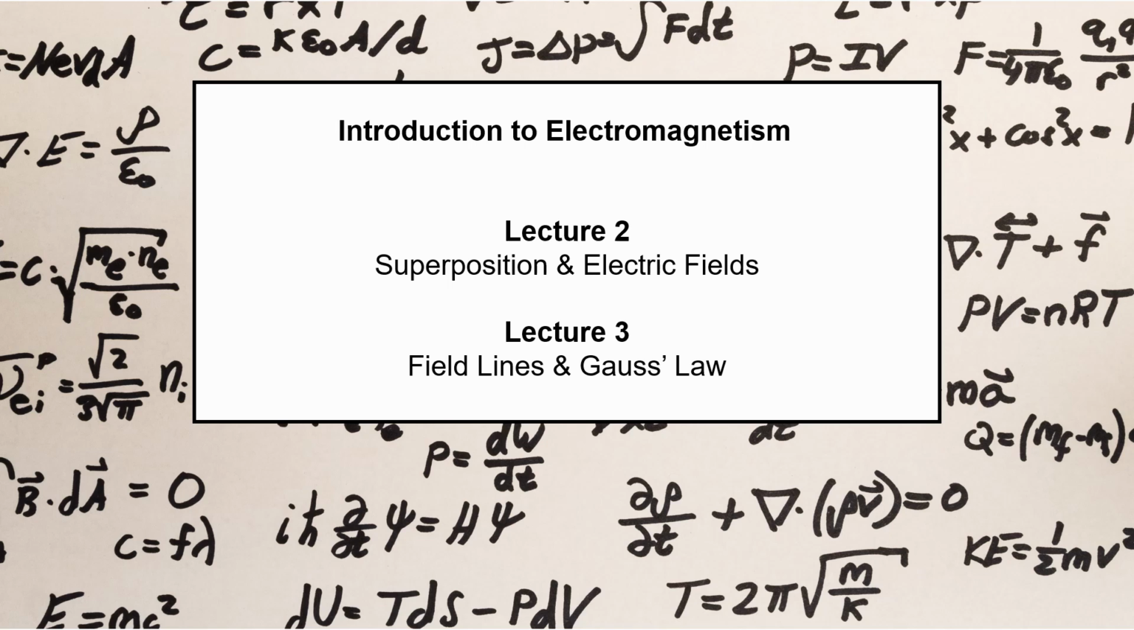And that concludes lecture 2 of our Introduction to Electromagnetism series. We covered superposition and electric fields. In the next lecture, lecture 3, we'll be going over electric field lines and an introduction to Gauss's law.